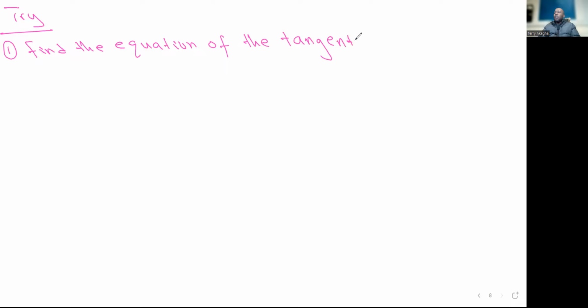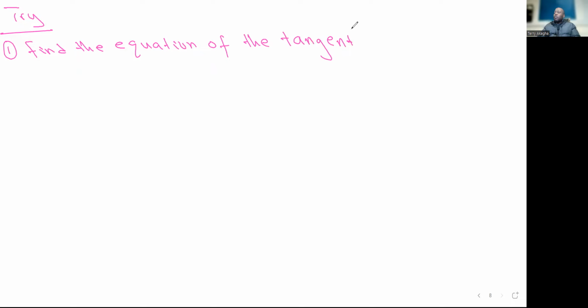So I want you to try these questions. You can go to the worksheet, go to the textbook, and try as much as possible, and you will see that we have loads of these. So let's write this down. If, for instance, we're told to find the equation of the tangent.